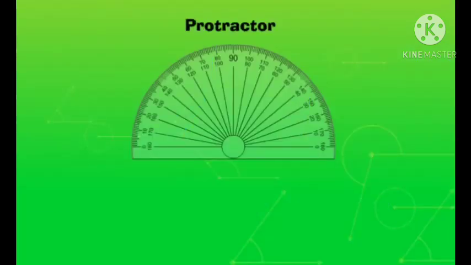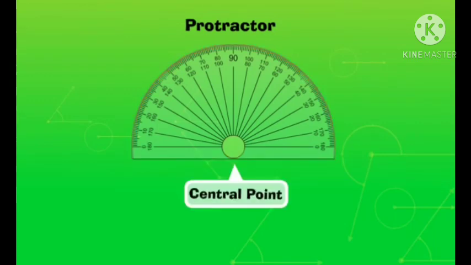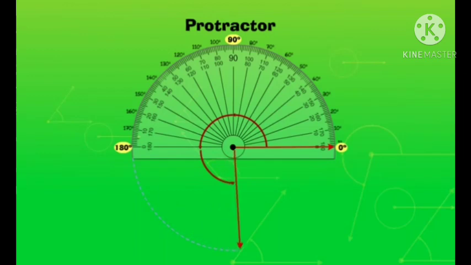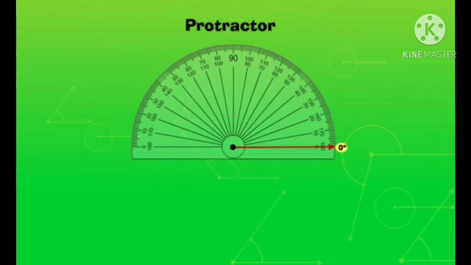To measure an angle, we use an instrument called a protractor. It is in the shape of a semicircle. The midpoint of its horizontal edge is called its central point. The angle at the center is divided into 180 equal small divisions. A complete turnaround is divided into 360 equal parts. Each of these parts is called a degree, denoted by 1 degree.